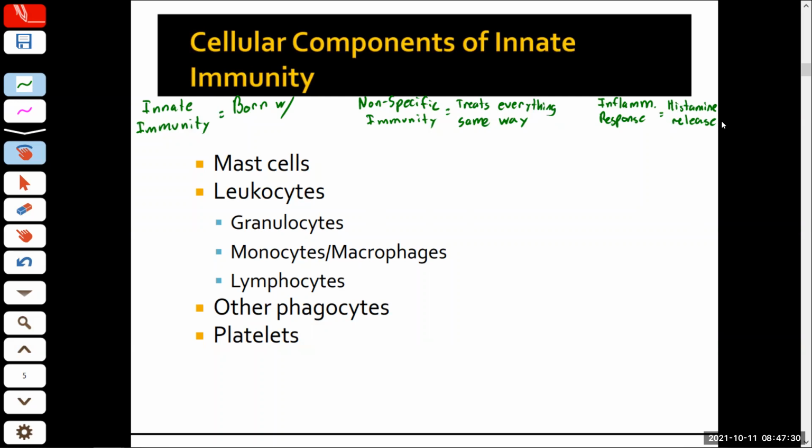Now, one of the things incorporated into your innate immunity are all of these cells. We're going to run through them and organize them a little bit. So first up, mast cells. Mast cells are just cellular bags of histamine. Think of it like a water balloon. These are stationary.